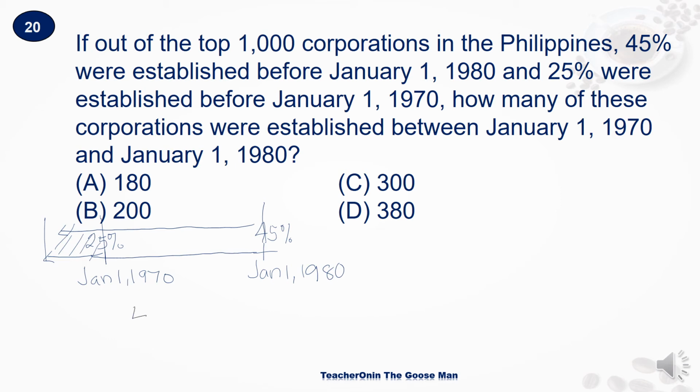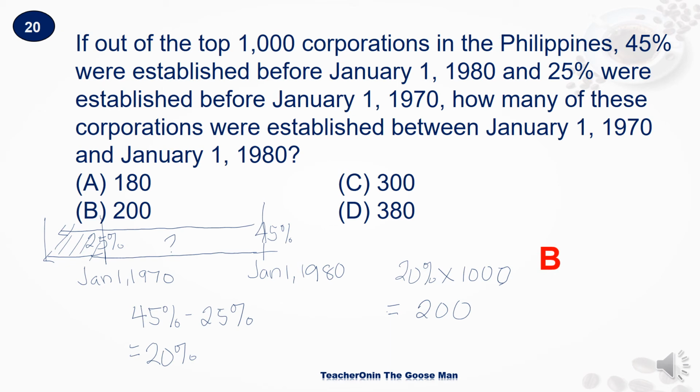So what you're going to do is simply subtract 45% minus 25% because you want to know this part. So this is actually 20%. However, meron kang base na 1,000. So, since you have a base of 1,000, and you have 20%, you want to get the percentage of 1,000. So 20% of 1,000 is equal to 200.